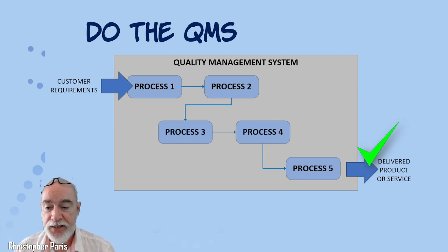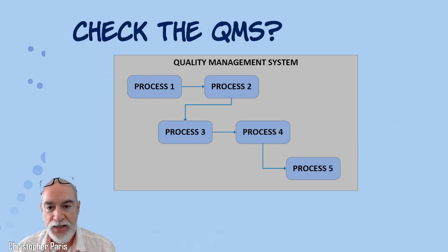The doing part is the customer requirements come in and all the other requirements. You do your quality management system, and then the end result is a delivered product or service. Now, because this is a quality management system, the goal here is that you will have a quality product or service delivered, high quality. We're not talking about environmental management. We're not talking about cybersecurity or occupational health and safety, only talking about quality. So your quality management system should result in a high quality delivered product or service if the system is running properly.